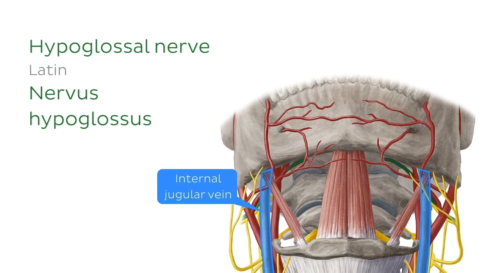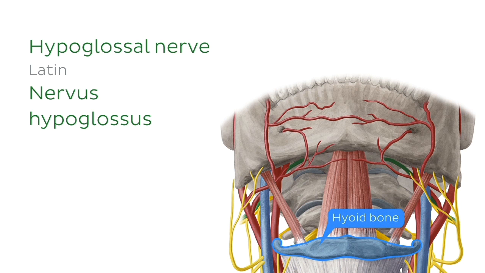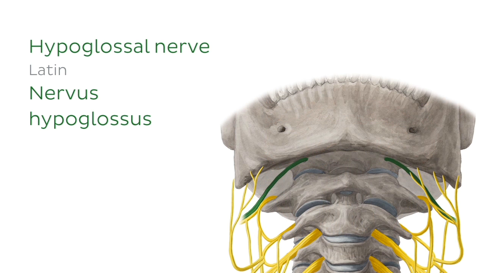Once outside of the skull, the hypoglossal nerve descends vertically between the internal carotid artery and the internal jugular vein before turning laterally close to the greater cornu of the hyoid bone. Along its course, the hypoglossal nerve then receives a branch from the cervical plexus, and this branch contains fibers from the anterior rami of C1 and C2 spinal nerves, which we can see in this image here.